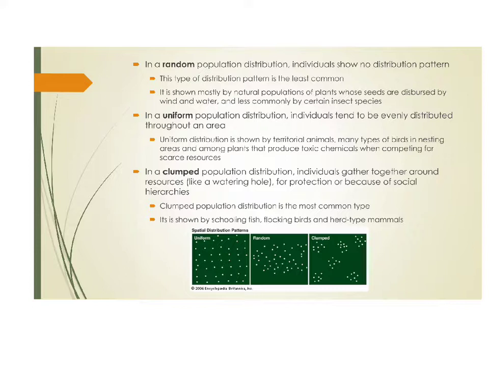It's shown by schooling fish, birds that fly around and live in flocks, and any type of herd mammal. Humans are also clumped individuals. We clump together in communities. Sometimes those communities are based around a resource, usually a water resource like a river. It could also be a food resource. But we also clump together for protection, and because of social hierarchies. We are a social organism, and we show a clumped population distribution.